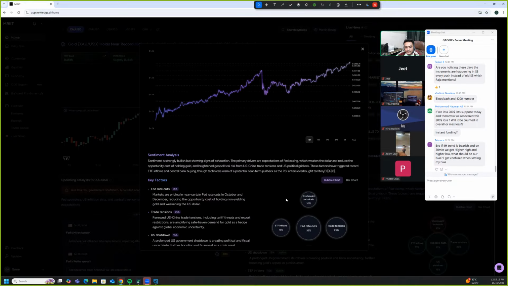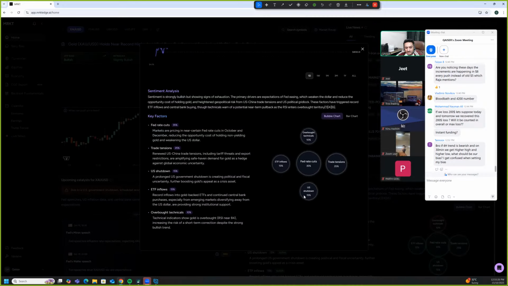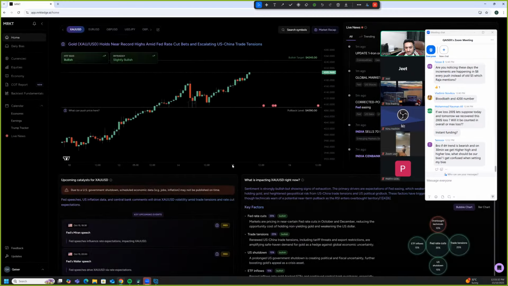Okay, overbought technical 10%, ETF inflow 15%, Fed rate cut 35%, trade tension 25%. So overall the dollar is getting weaker, and gold is continuously pushing upside. Look at US shutdown 15%, everything is against the dollar. Actually gold should be continuously pushing upside.